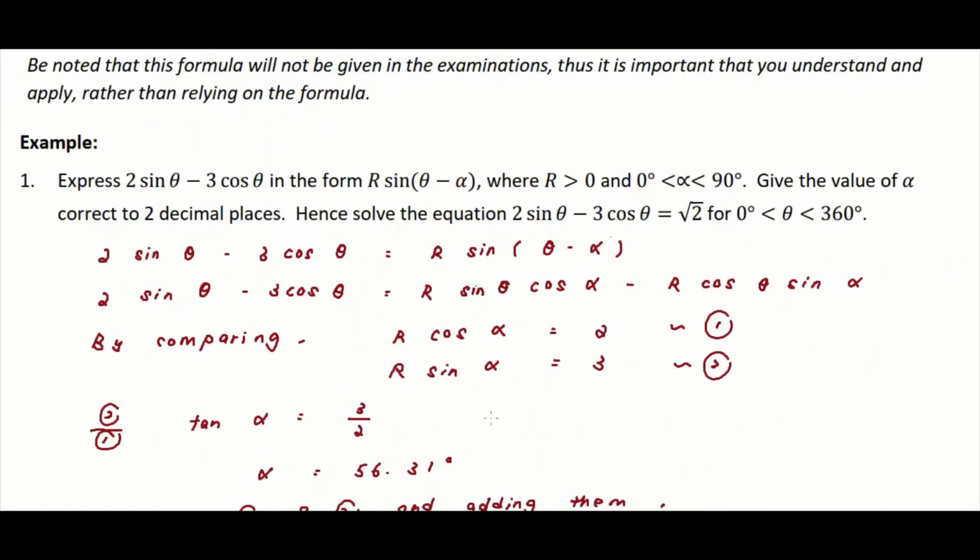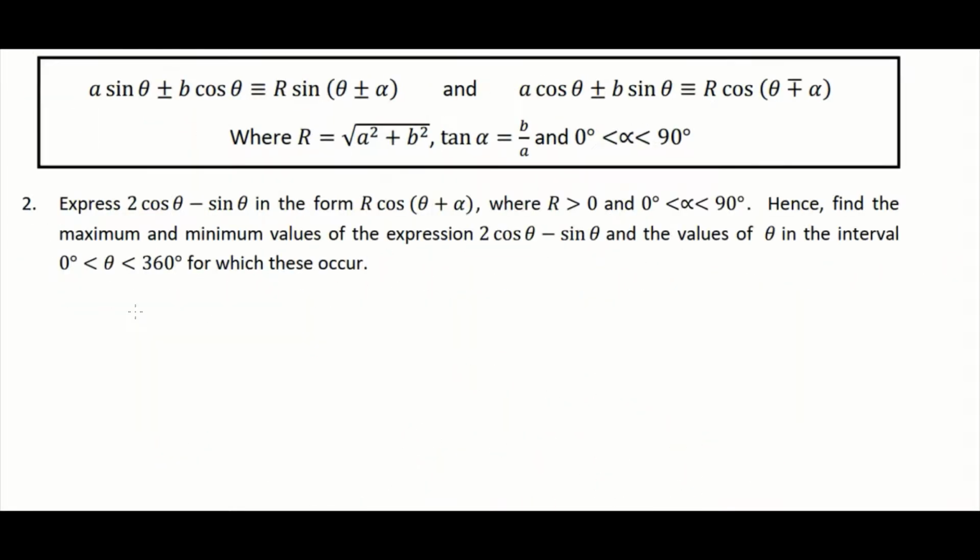Okay, so let's move on to example 2. Number two, express 2 cos theta minus sine theta in the form of r cos theta plus alpha, where r is positive and alpha is an acute angle. Then you need to find the maximum and minimum value and the value of theta in the interval at which this occurs. Okay, so let's try to solve the first part first before we move on to the second one.